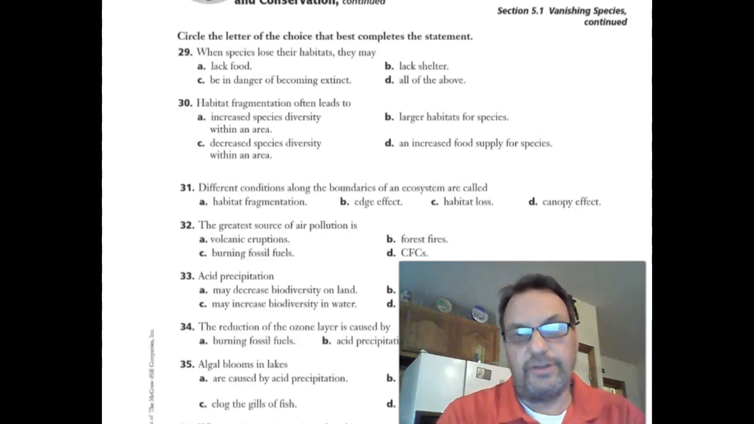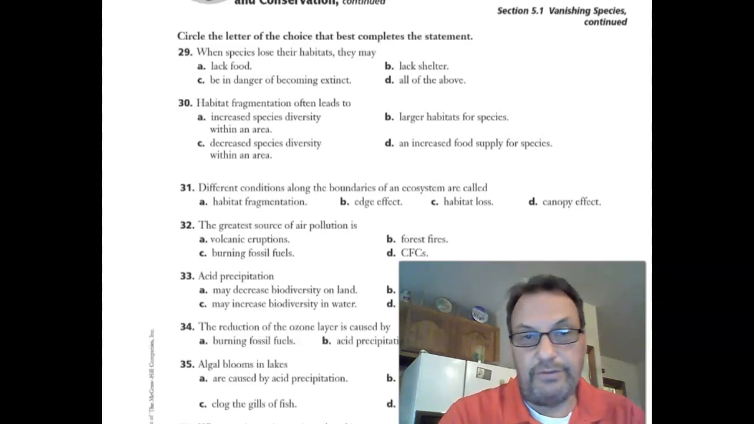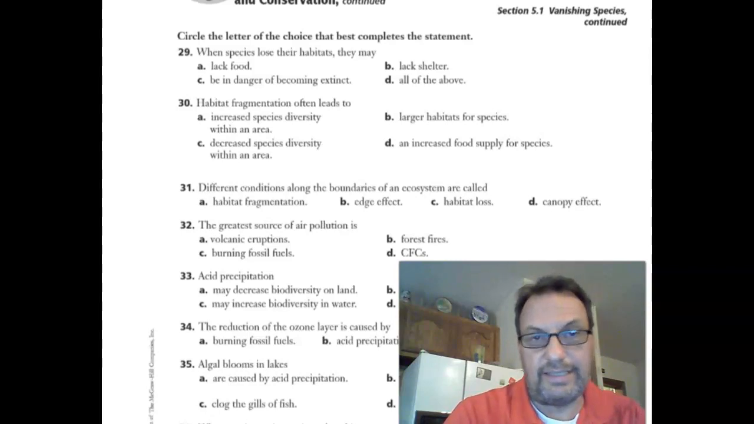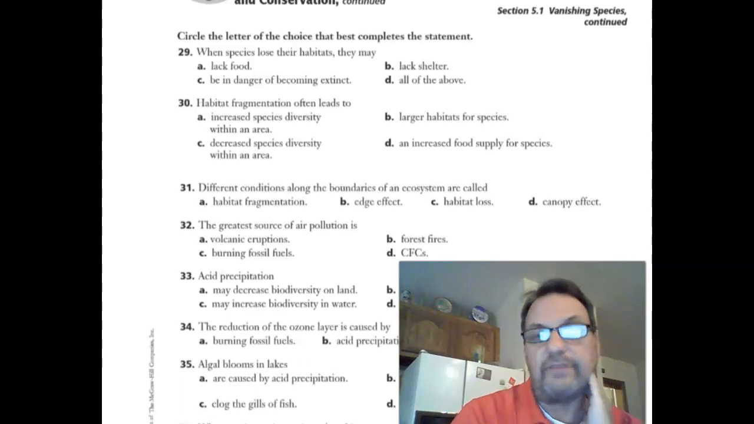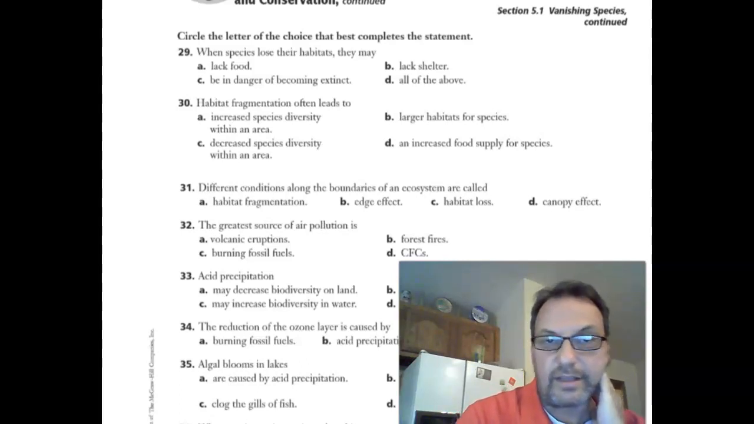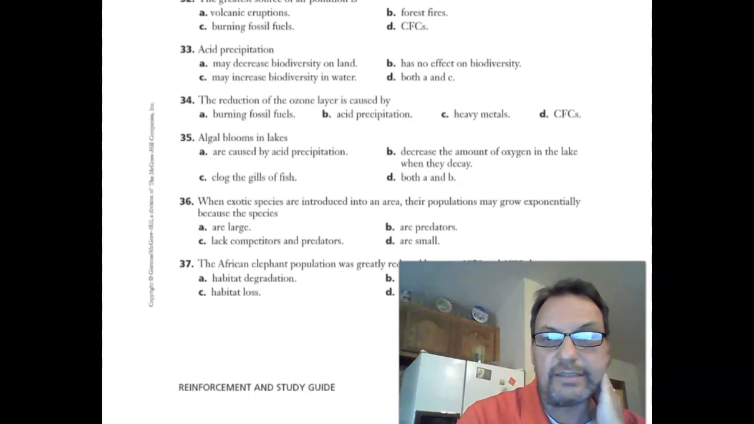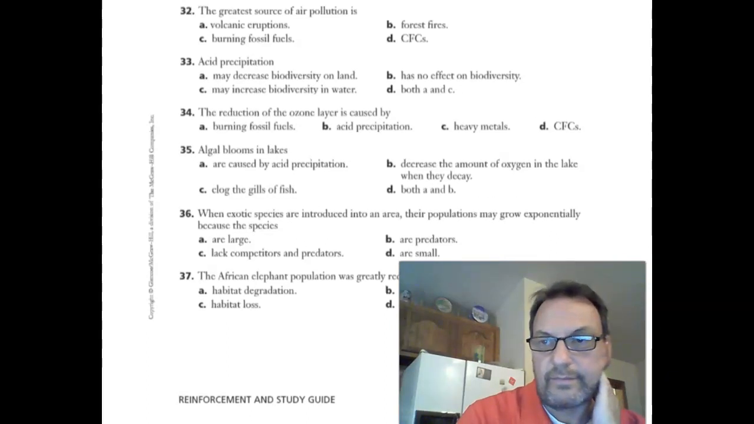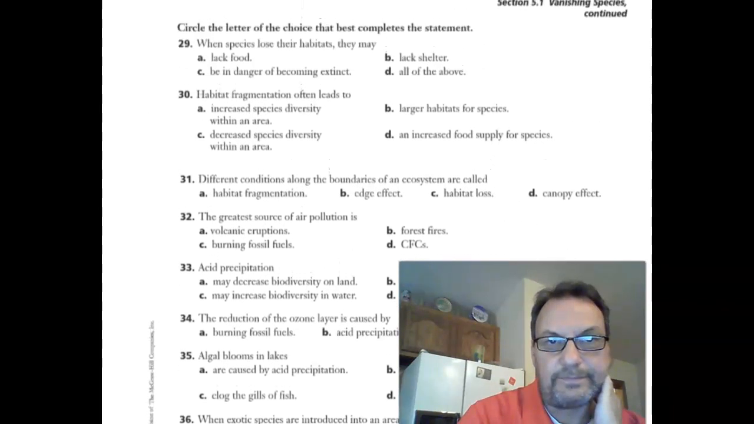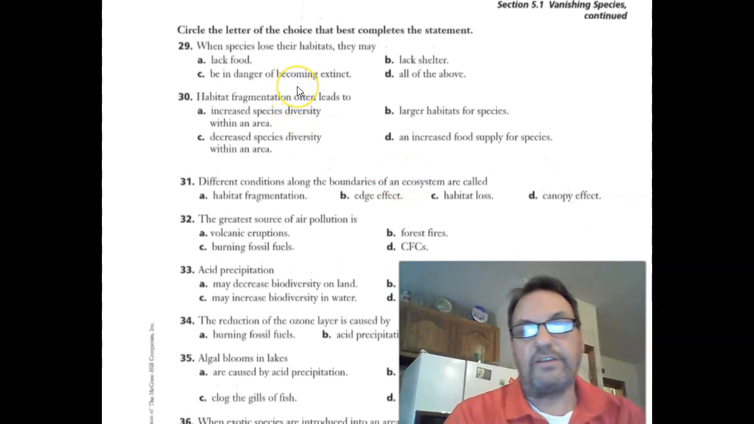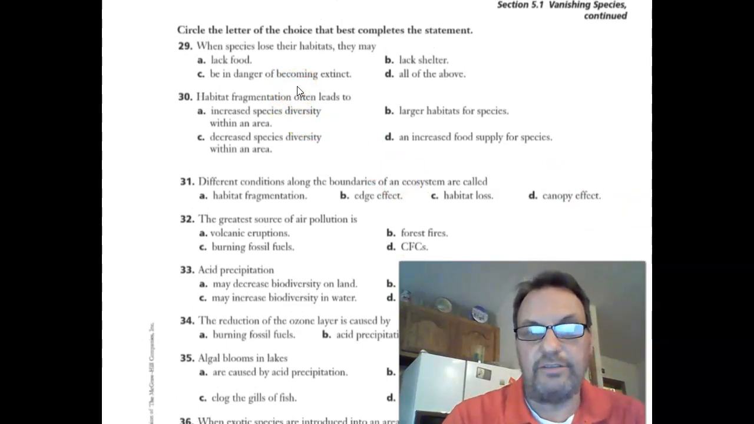When species lose their habitats, they may A, lack food, B, be in danger of becoming extinct, C, lack shelter, or D, all the above. When I first looked at this, I just thought, hey, if they've lost their habitats, they're going to be in danger of... let me go back. Sorry. If they lost their habitat, then my immediate reaction was, oh, it's B. They must be in danger of becoming extinct.